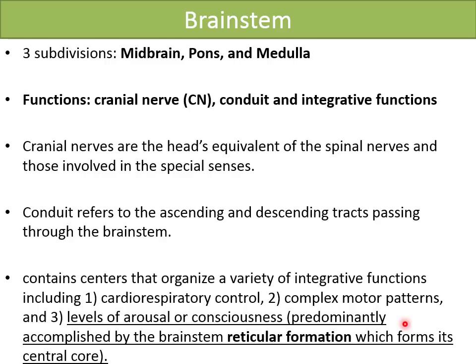It's particularly dependent on the brainstem reticular formation, which we'll take a look at later on, which is the central portion of the brainstem.